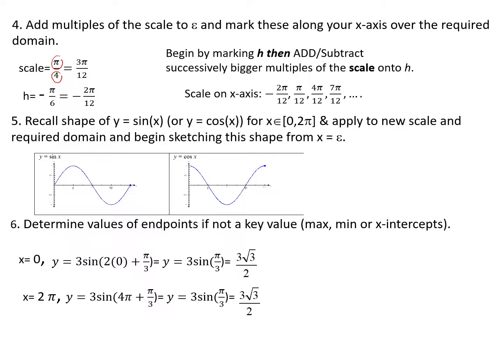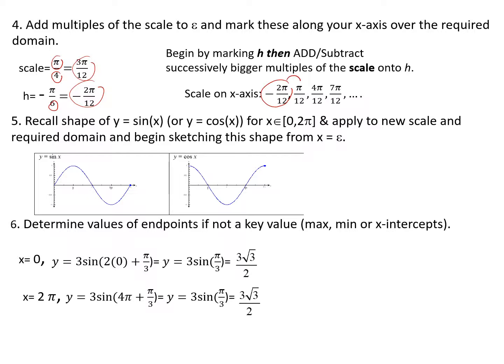Now, we want to make that a common denominator because we are adding pi/4 to negative pi/6. So for easy addition, we make a common denominator. So for 6 and 4, the lowest common denominator will be 12. So pi/4 becomes 3pi/12. Negative pi/6 becomes negative 2pi/12. So begin by marking negative 2pi/12 on your x-axis, and then you're going to add successively bigger multiples of the scale, or you can just keep adding 3pi/12.